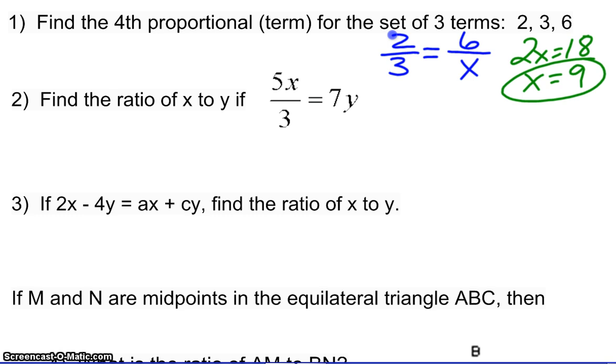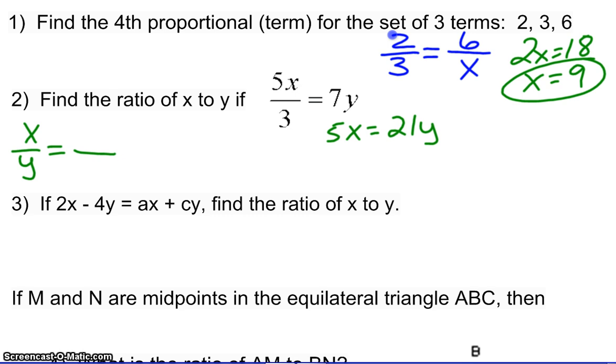The next example, we're trying to find the ratio of x to y, what x over y is equal to. So first off, we need to look at this problem that we have and try to manipulate it to get it set up like that. So first off, when we cross multiply, we can get 5x is equal to 21y.